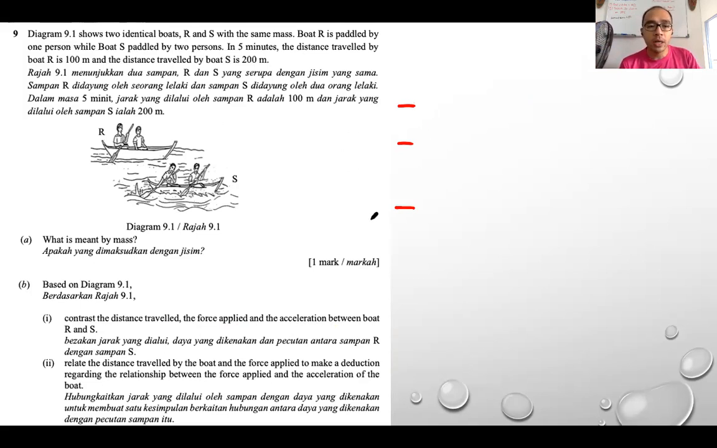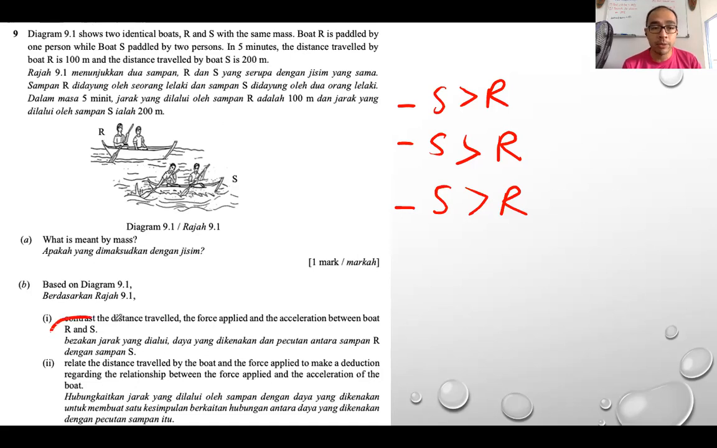Compare the distance traveled. So S is more than R. And then, of course, the force applied is S is also more than R. The acceleration will be S is more than R. Since there are no two diagrams, we have to use the letters R and S, between both R and S. And as I said before, this is my version of the answer. But actually, you're supposed to give the full answer. The distance traveled by S is greater than the distance traveled by R. The force applied by S is more than the force applied by R. We use the same four words: bigger, smaller, higher, lower.